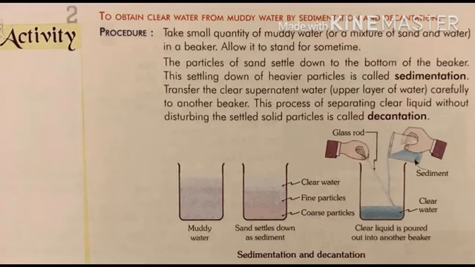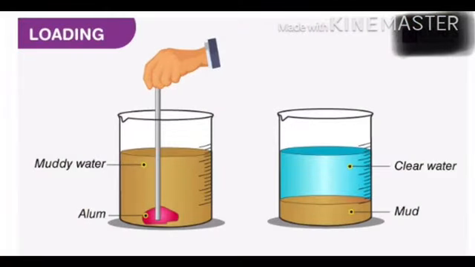Transfer the clear supernatant water, the upper layer of the water, carefully to another beaker. This process of separating clear liquid without disturbing the settled solid particles is called decantation. Now loading.